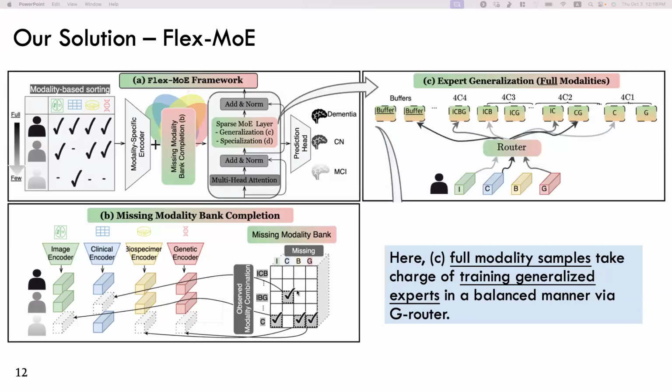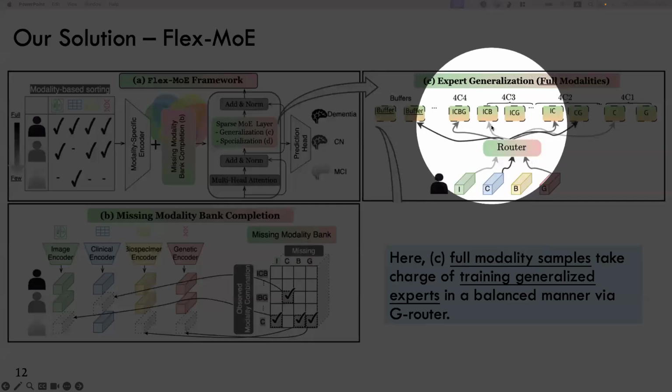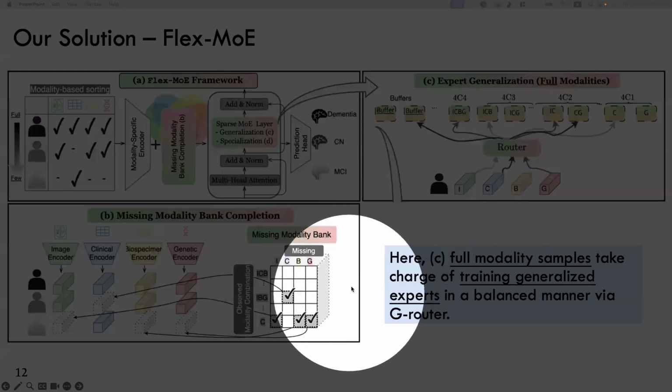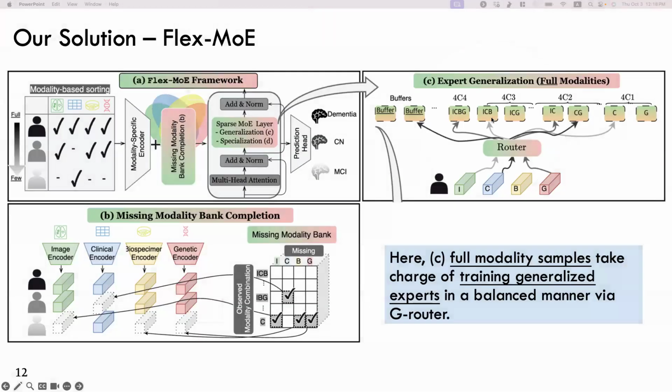The third part is that now we have the memory bank. For each patient, either for the observed information or the missing information, we will have embeddings to indicate that scenario. Also, we will create a specific expert for each missing scenario. For example, an expert like ICB should be created to deal with scenarios where the genetics data is missing and only the other modalities are filled. So we will create a bunch of experts to deal with different missing scenarios.